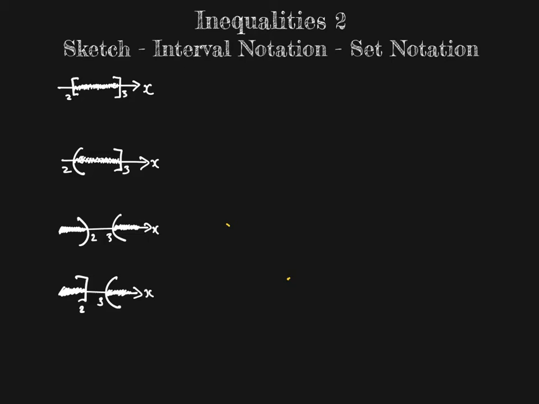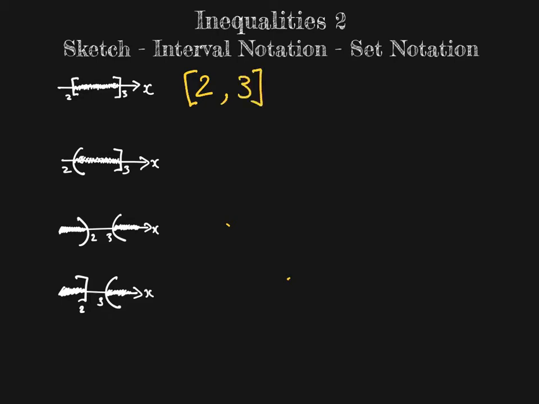We can either use interval notation or set notation to write the solution set to our inequality rather than having to draw a little picture, although the picture is going to guide the way that we write the notation. It's very easy to translate the sketch into interval notation because it pretty much is just the same thing. So for example, this first one, it starts at 2, 2 is included, and it goes all the way up to 3, and 3 is included.